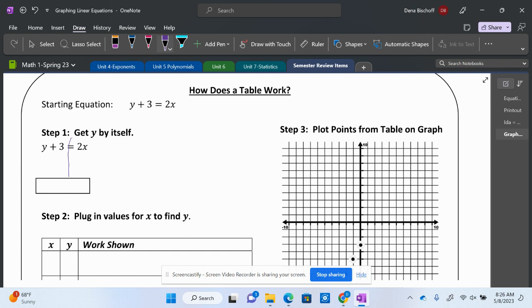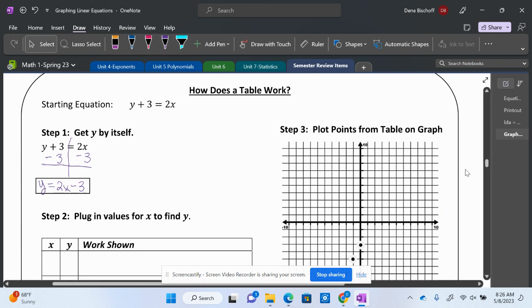Yeah, that positive 3, that plus 3. So what is the inverse or the undo of plus 3? Yeah, minus 3. Whatever I do on one side, I have to do to the other. And that leaves me with y equals 2x minus 3.